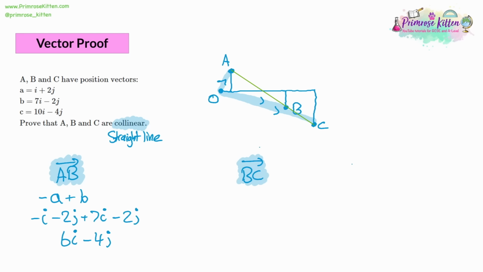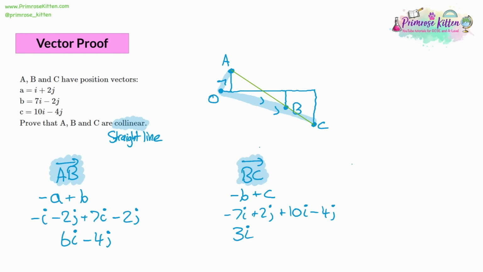Now let's look at BC and see if there's anything we can compare. So B to C, we can't go direct, but we could go backwards down B to the origin and then forwards up C to get to C. Negative B is negative 7i plus 2j, and positive C is 10i minus 4j. So collecting like terms, negative 7i plus 10i is going to be 3i.